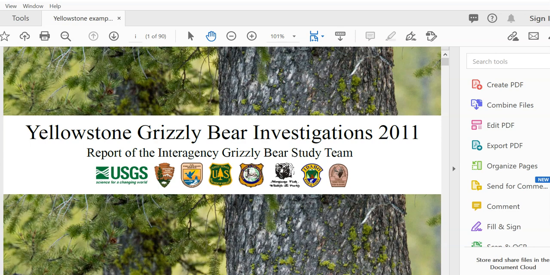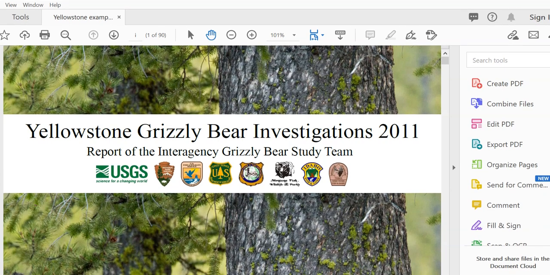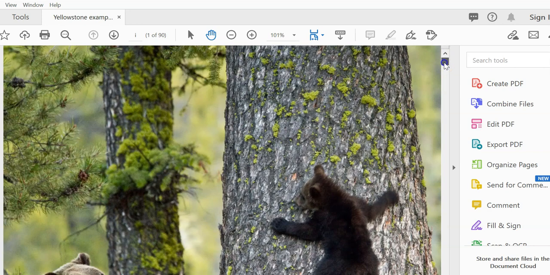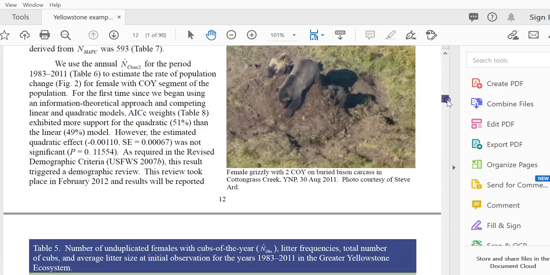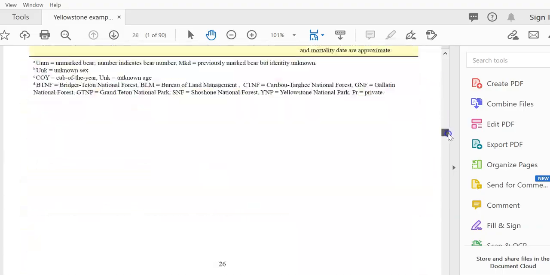This is a study, the Yellowstone grizzly bear investigations from 2011. Okay, there's a little grizzly bear climbing up a tree. And inside here is some data.